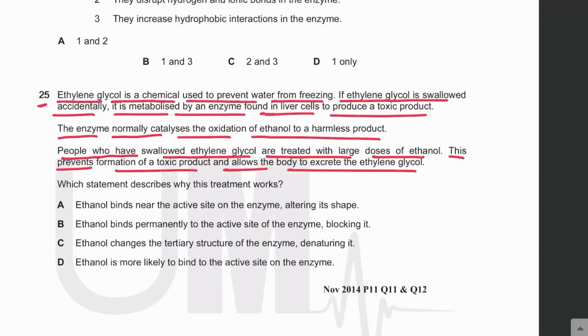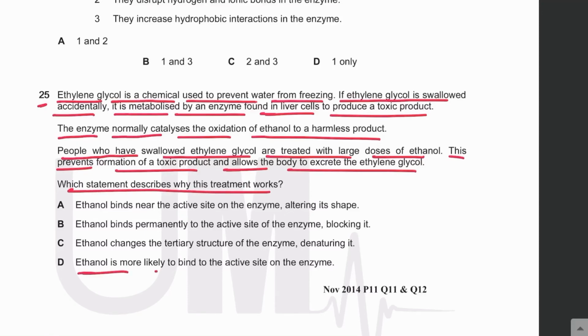So guys, if somebody has accidentally swallowed ethylene glycol, they can be given ethanol because the enzymes which metabolize ethylene glycol and ethanol are the same enzyme. So if we give large amounts of ethanol, the ethanol is more likely to bind to the enzyme and ethylene glycol is less likely to bind to the enzyme. So ethylene glycol will not be metabolized to the toxic product and it will be excreted. Are you getting my point? So which statement describes why this treatment works?